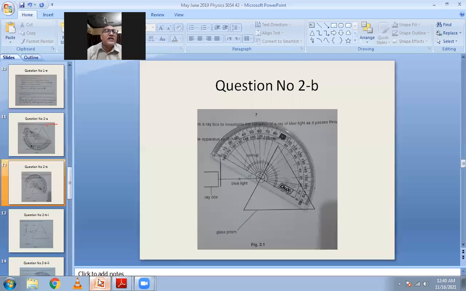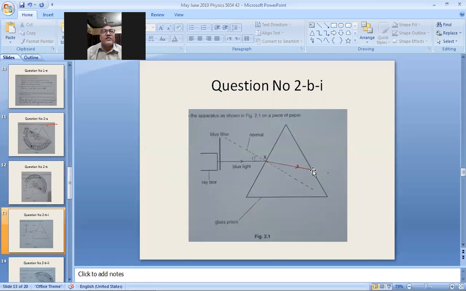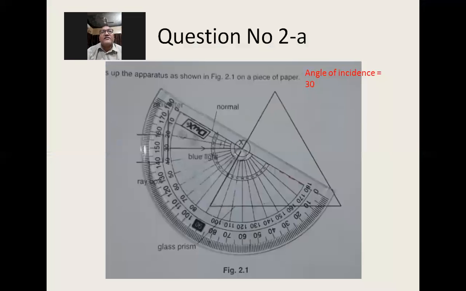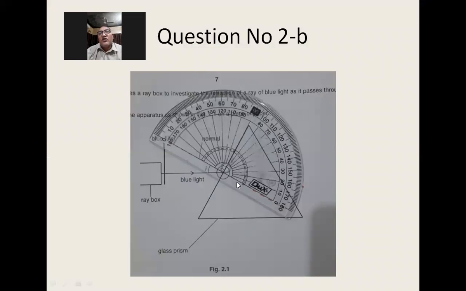Let me show you my solutions. Here we go. You can see I have put a protractor like this. The crosshairs are at the point of incidence. This 0 has been on that normal. And then I will count 10, 20, and 19 will be here.